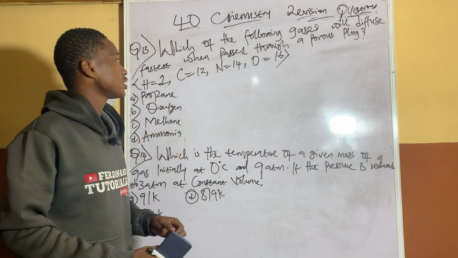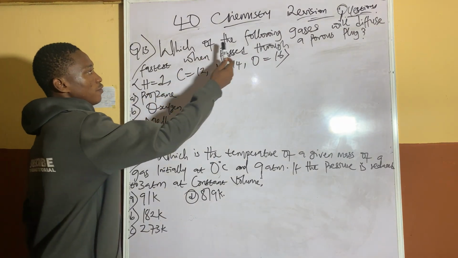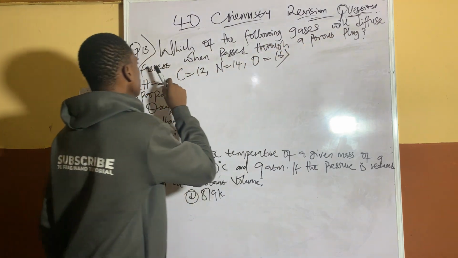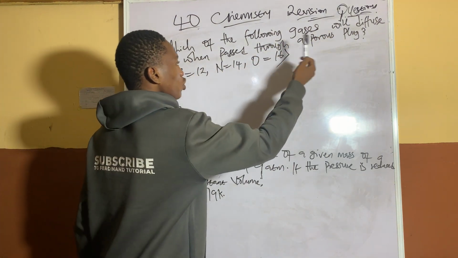Let's look at question 13. Now in question 13, it says, which of the following gases will diffuse fastest when passed through a porous plug?